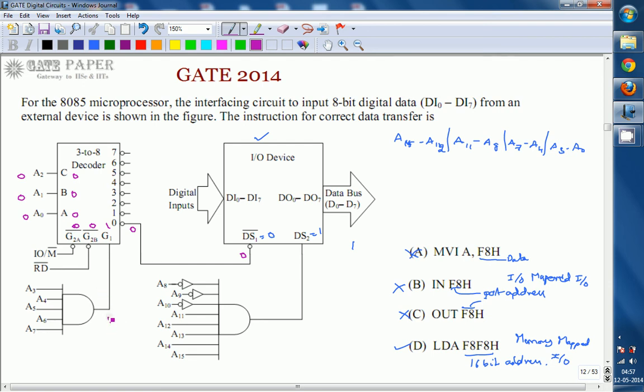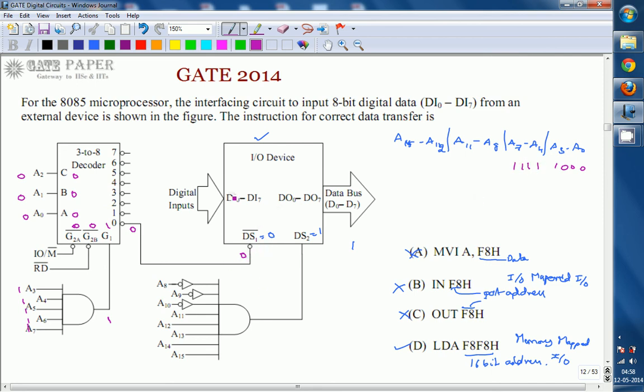To make it 1, all these inputs must be ones, because it is an AND gate. To get an output of logic 1, all the inputs must be at logic 1. If you go for the lower byte, you can write A0, A1, A2, A3. A3 is 1, so if you write 1 0 0 0, that is 8. Here you will get 1 0 0: A3 is 1, A0 is 0, and A1, A2 you can write. Next, A4 to A7 are all ones.